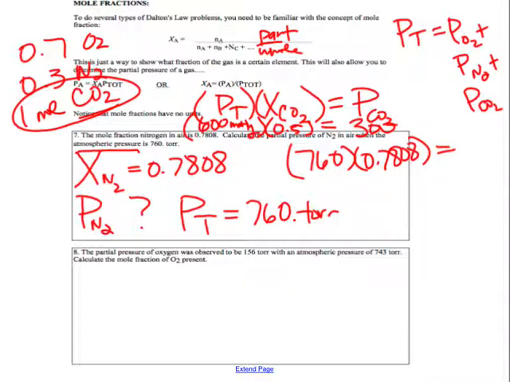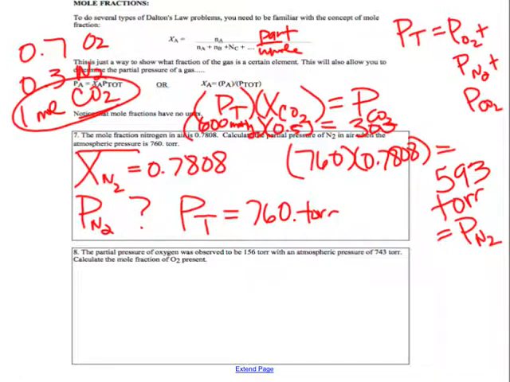come on, calculators. There's 20 of you with calculators right in front of you. Come on. 590 what? 593 torr is equal to the partial pressure of the N2. Okay?